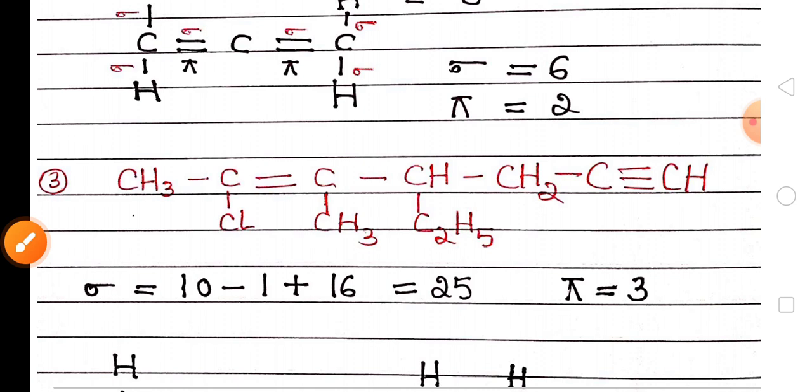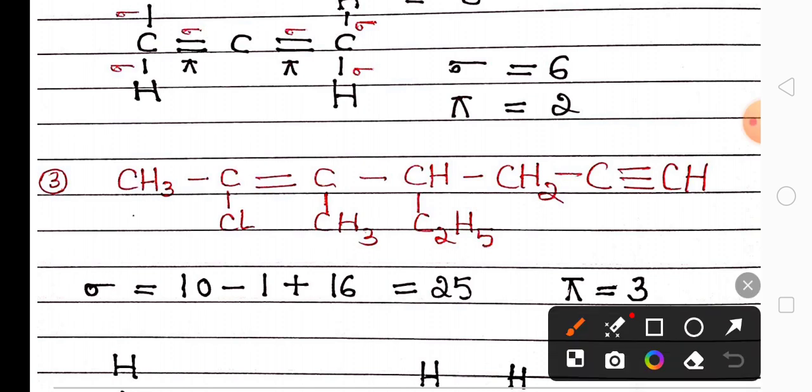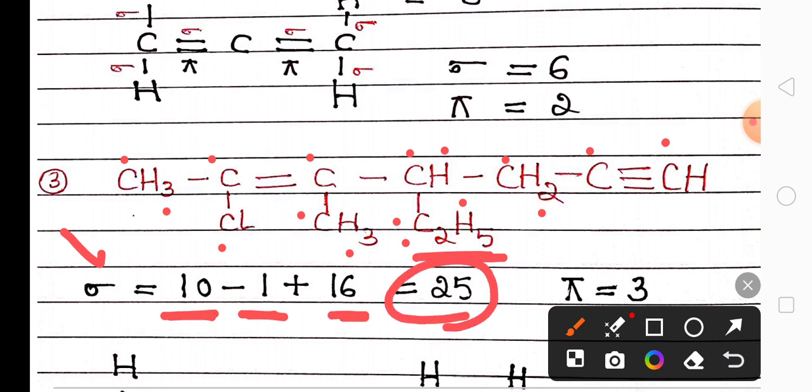We have one more example here. Here the total number of carbon atoms is 10. To find out the number of sigma bonds, 1, 2, 3, 4, 5, 6, 7, 8, 9, 10. So the total number of carbon atoms is 10 here. It's the ethyl group. Minus 1 plus the other atoms. There are a total of 16 other atoms.